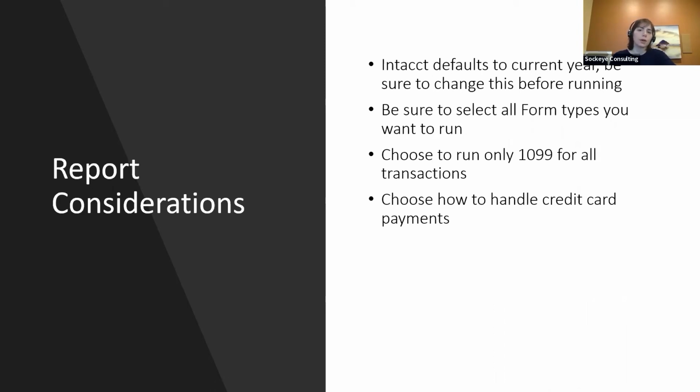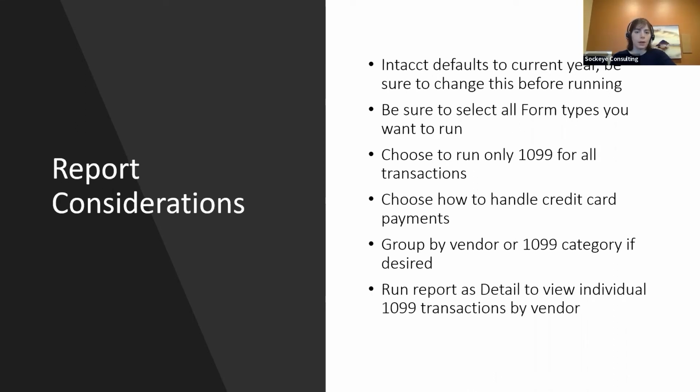Then you want to make sure you choose how to handle your credit card payments. And you're going to want to decide whether to group by vendor or 1099 category if desired, or you can do none. It's another option. And then you can run the report as a detail view to see individual transactions, or in a summary view to see totals per vendor. So now you know how to run a report.